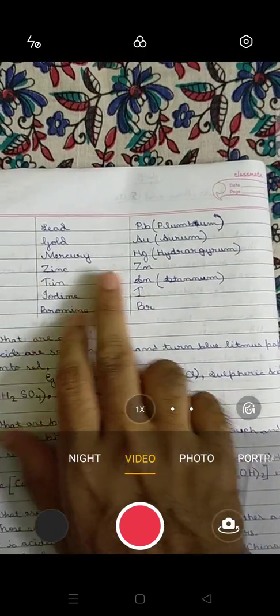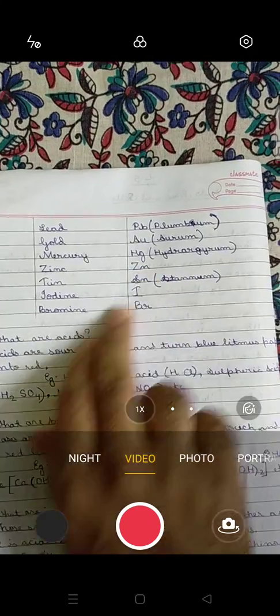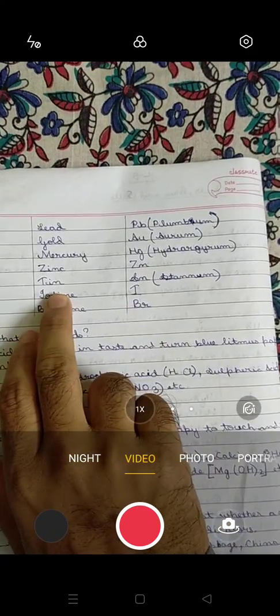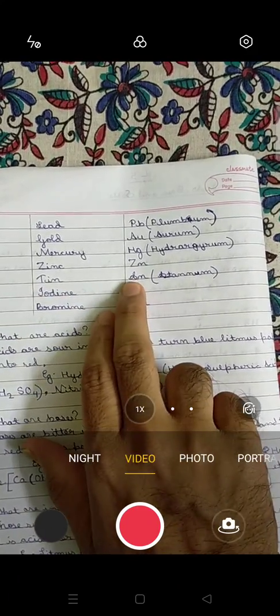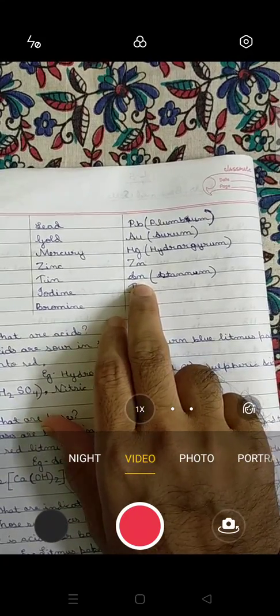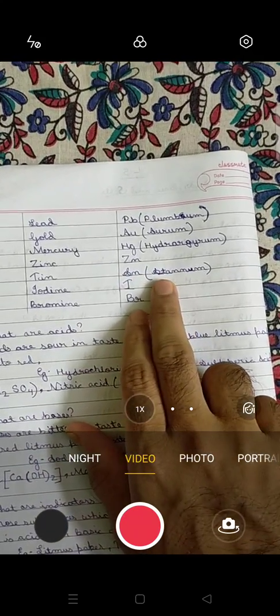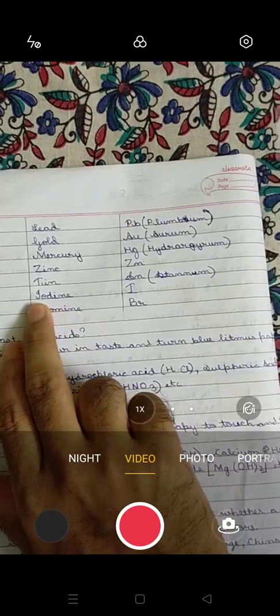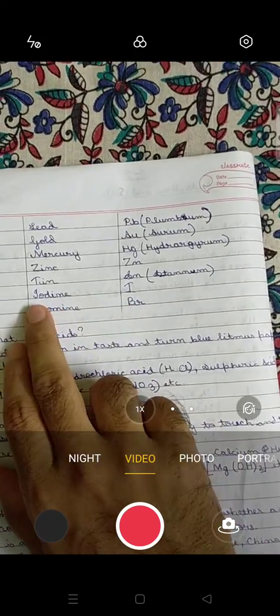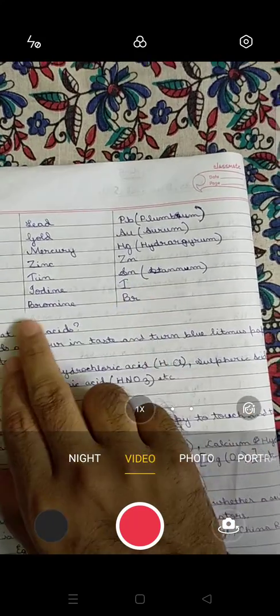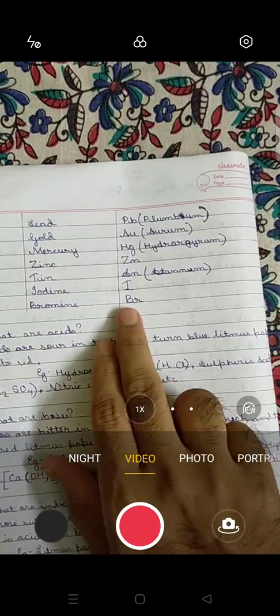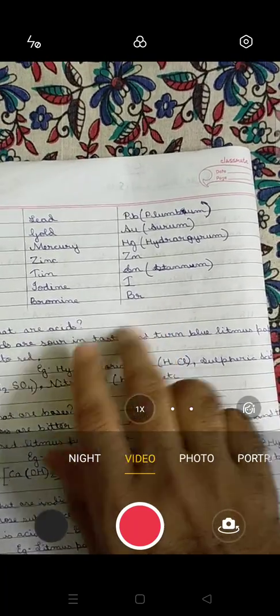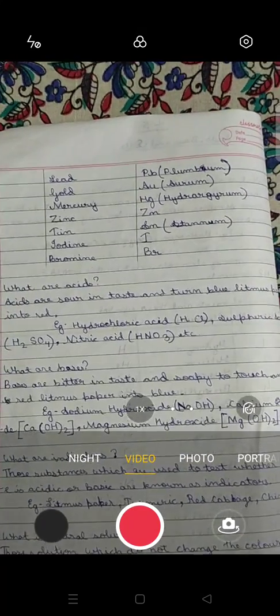Next is zinc, taken as Zn. Then next tin. Tin is Sn, this is capital S, this is small n. So Sn has come from stannum. Iodine, I. Bromine, that is Br. So you have to learn all these element names by heart. Then only you can understand this chapter properly. Fine.